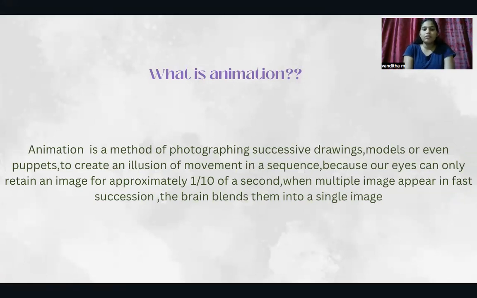Animation is a method of photographing successive drawings, models, or even puppets to create an illusion of movement in a sequence. Because our eyes can retain an image for approximately 1/10th of a second, when multiple images appear in fast succession, the brain blends them into a single image. So this is called animation.